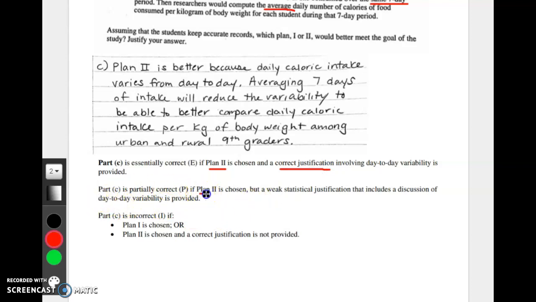Partially correct if you say Plan 2 but you give weak statistical justification. So just for saying Plan 2 is better, you get something. But having good justification gives you that essentially correct versus being partially correct. And then incorrect, obviously, if you do Plan 1, or if you don't provide any justification. So make sure you provide some sort of reasoning of why. And they say that in the question, justify your answer.